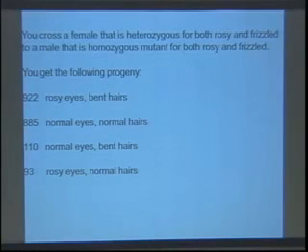So you took a fly that was heterozygous for both rosy and frizzled, and you mated it to a male, in this case, that's homozygous for both rosy and frizzled, okay? So a heterozygous with a homozygous. And you got these numbers, okay?